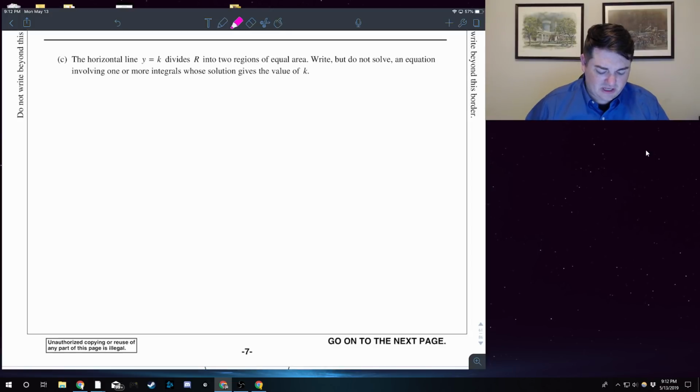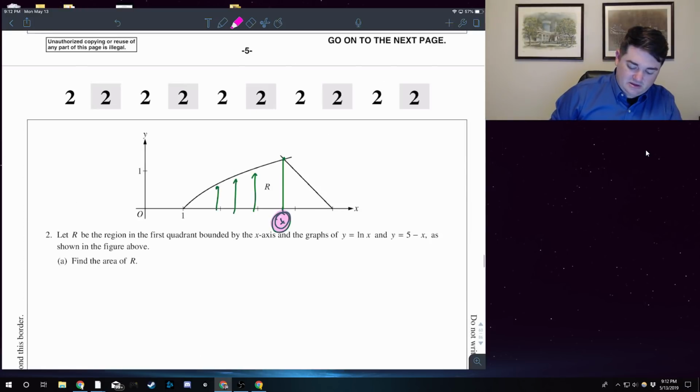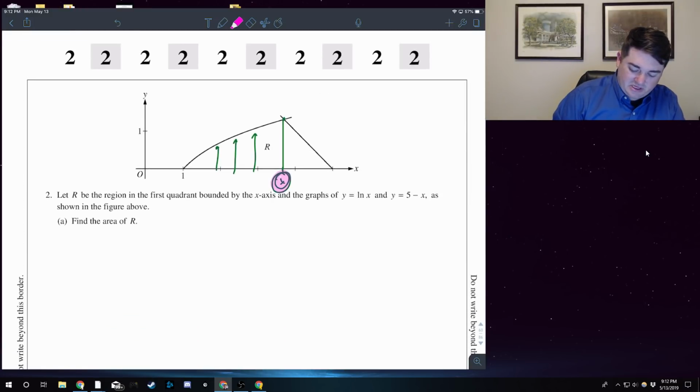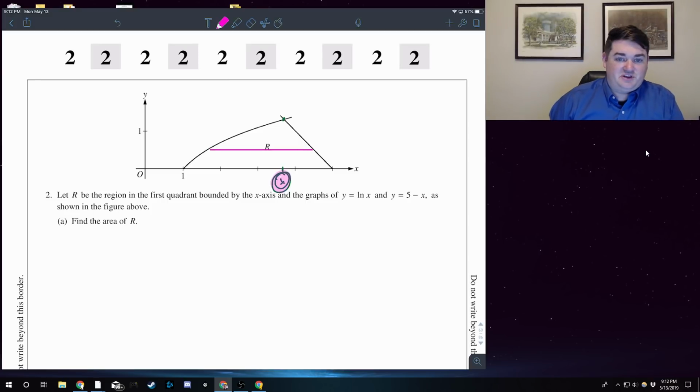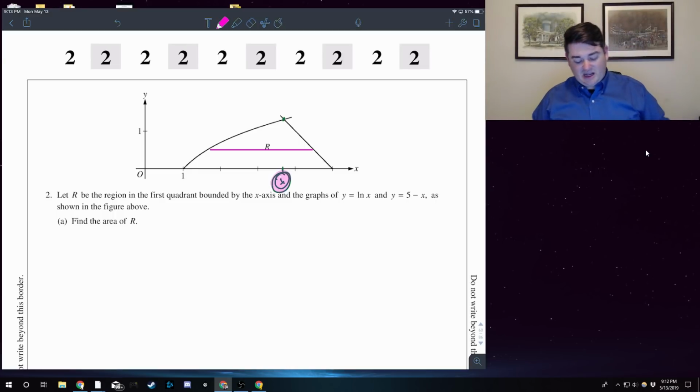C, the horizontal line divides R into 2 regions of equal area, right, but do not solve an equation involving one or more integrals whose solution gives the value of k. That's pretty sneaky, because you've been working this problem from a dx perspective, and at the very end they're going to flip it on its head and make it a dy problem. You're going to write both of these curves in terms of y, and then do top minus bottom to find that k that splits it in half. That's a tough part C.